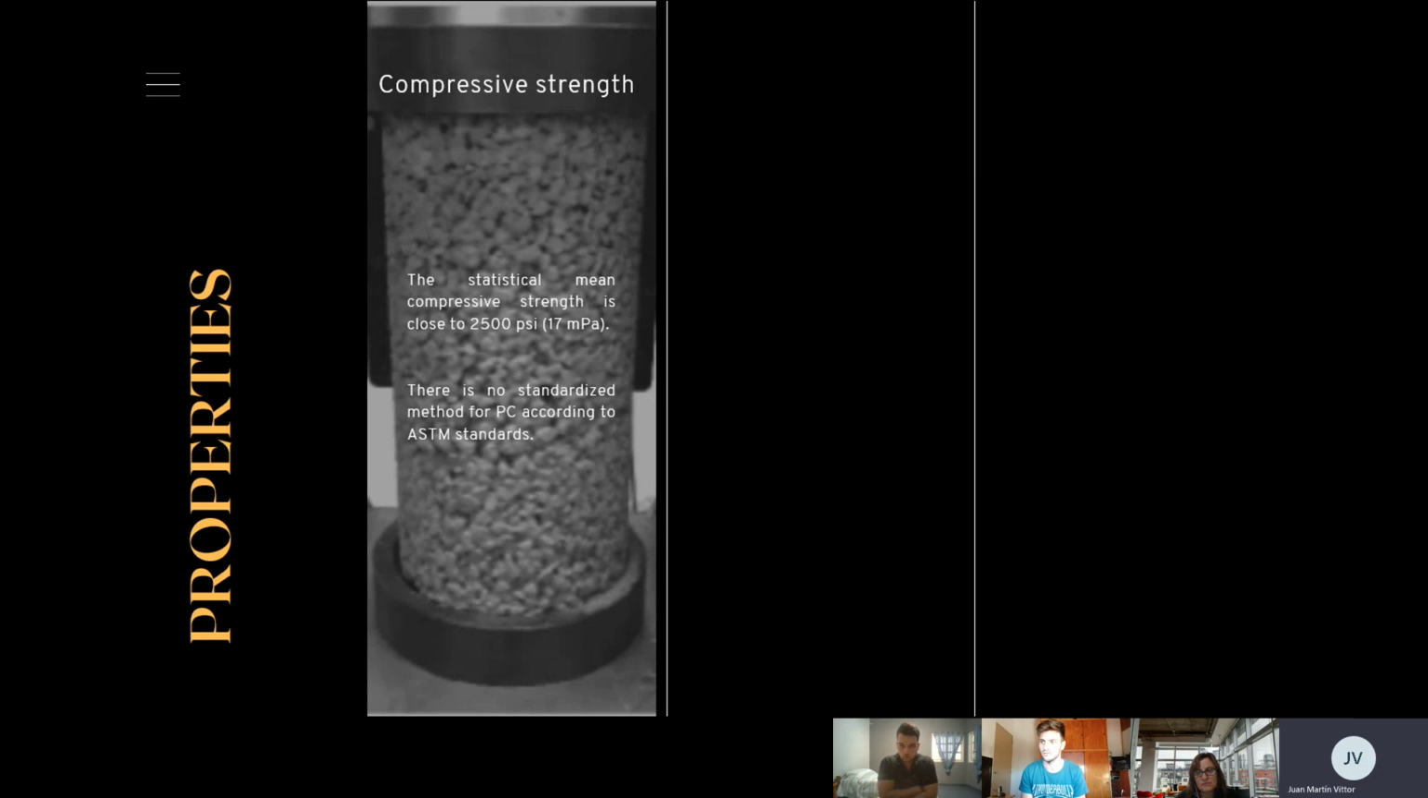Although there is no standardized method to run mechanical behavior studies according to ECPM standard, some investigations show the compressive strength ranging from 500 PSI to 4,000 PSI, with statistical mean close to 2,500 PSI. The truth is this property is very poor compared with traditional concrete. For this reason, the applications where it can be used are reduced.